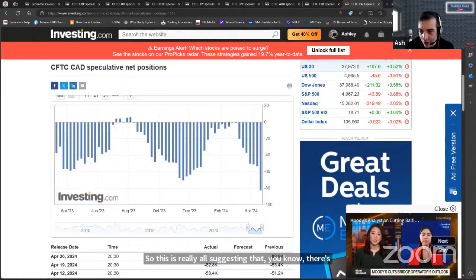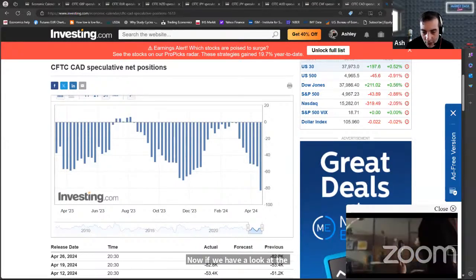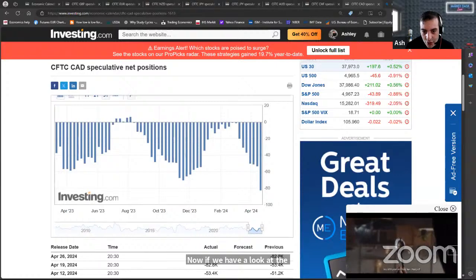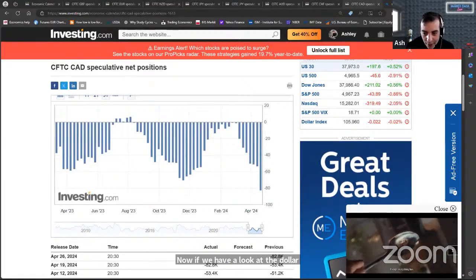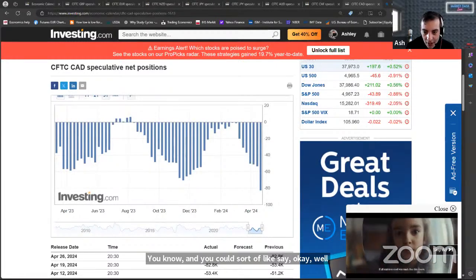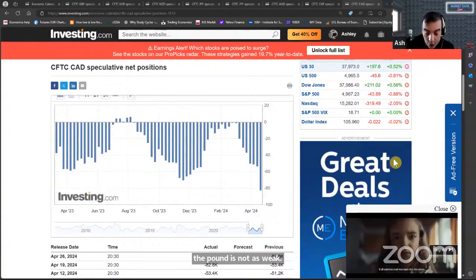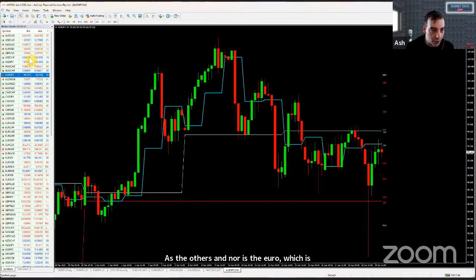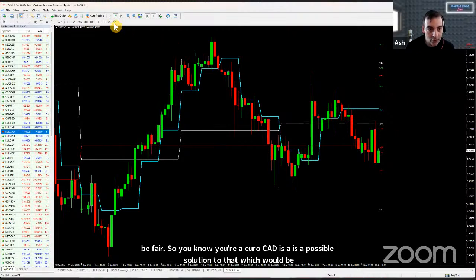Now, if we have a look at the dollar, you could sort of say, okay, well, the pound is not as weak as the others, and nor is the euro, which would be fair. So euro CAD is a possible solution to that, which would be, what's that look like?